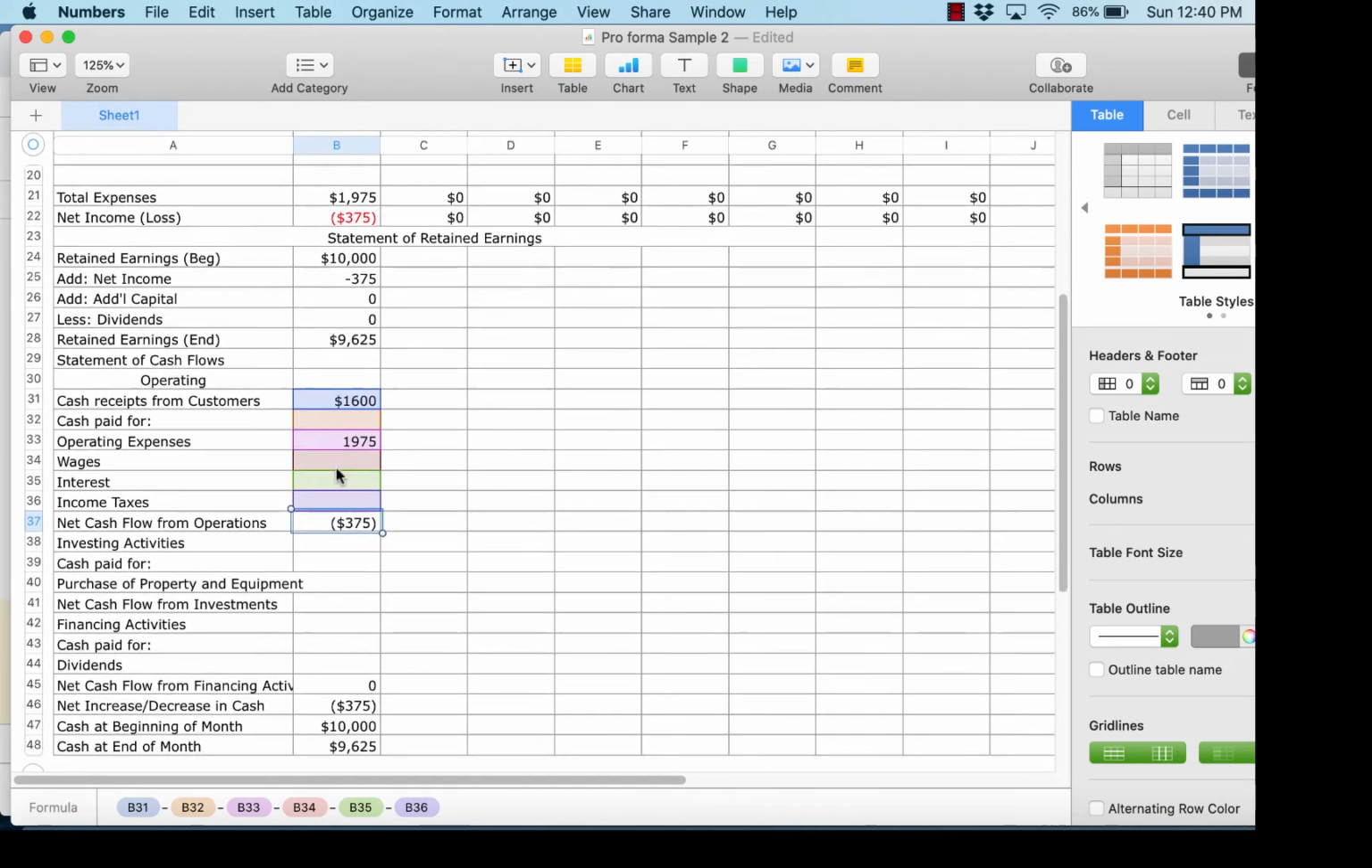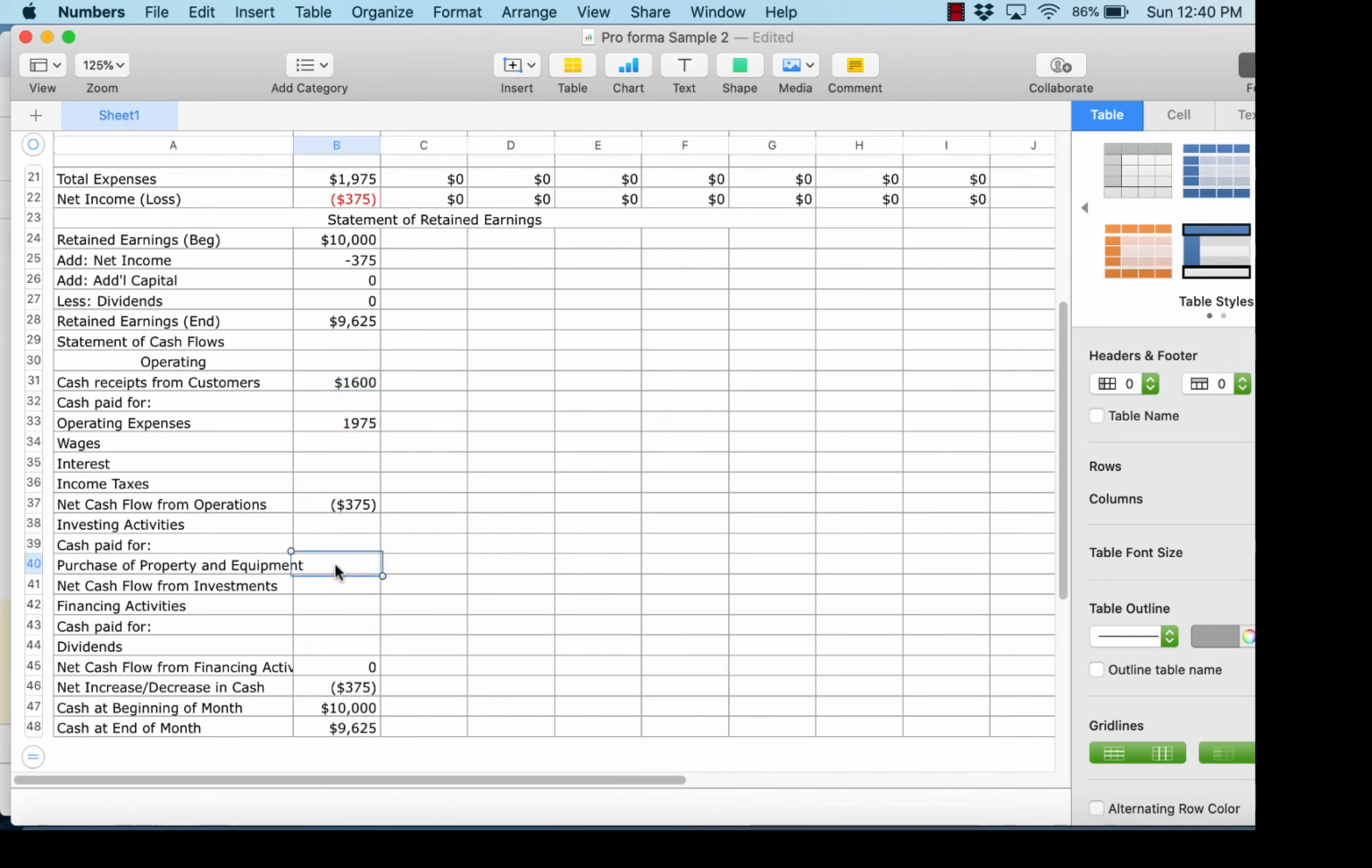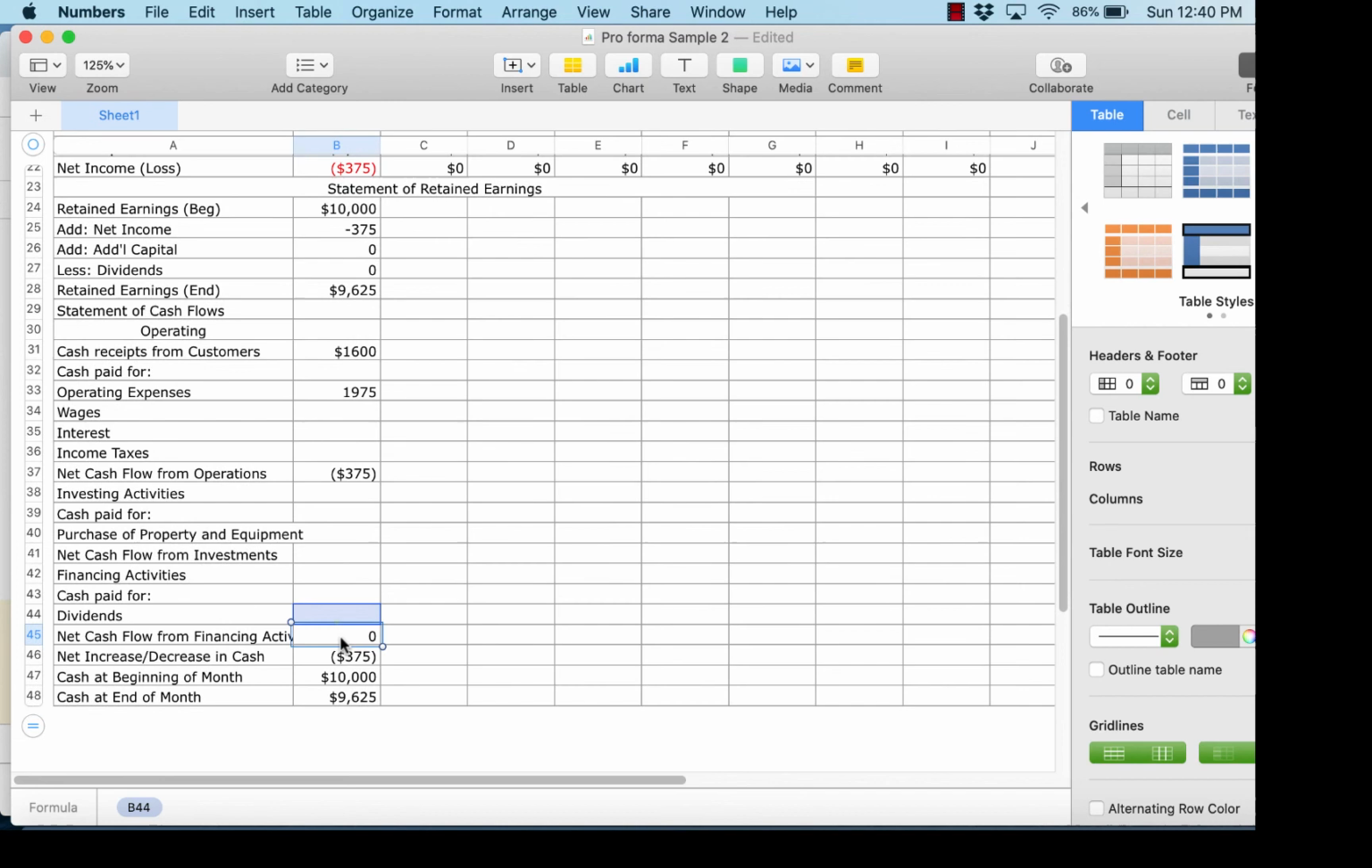We had no investing activities, no financing activities, so we have net cash flow of 0 there. Our net increase or decrease in cash is that $375. Add that to our cash at the beginning of our month, and we have the cash at the end of the month. That's basically how you complete a pro forma statement.